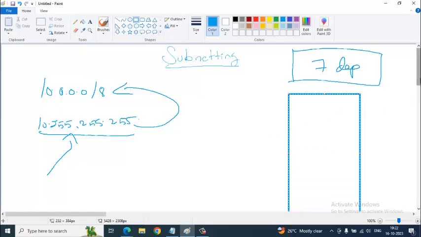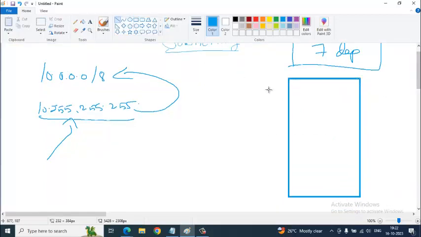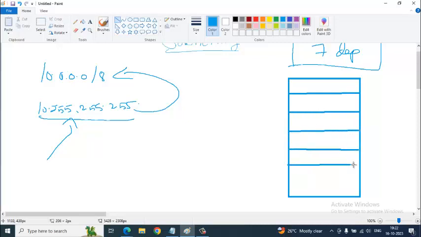Let's say, we got 7 departments. Let me draw that. 1, 2, 3, 4, 5, 6, 7 departments. For each department, I need a dedicated network, dedicated gateway, dedicated broadcast address. For that, what is needed?